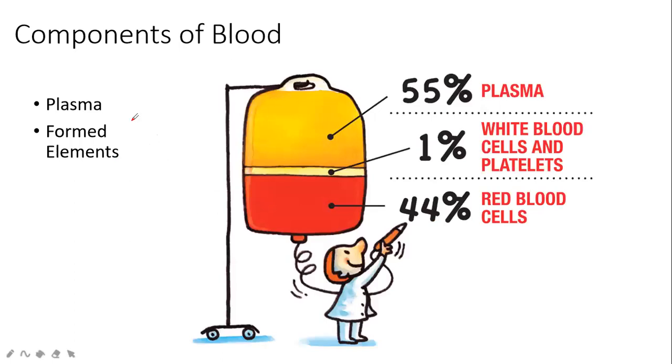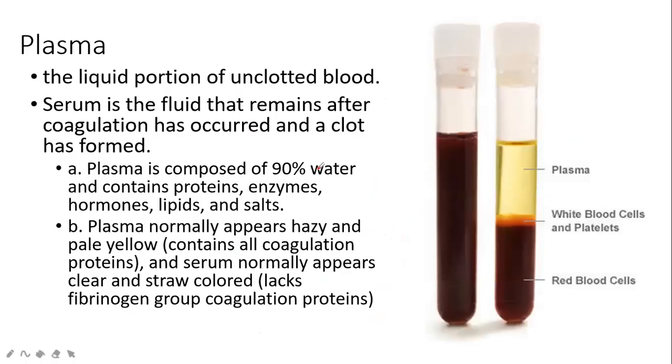So the components of your blood are divided into two. We have your plasma and your formed elements. Plasma is considered to be the fluid form and is around 55% of your blood. The rest is your formed elements. The formed elements include your red blood cells, which are around 44% of your blood and are the most abundant formed elements. Then we have your white blood cells and your platelets, comprising around 1% of the total components of your blood. So now, what is plasma?